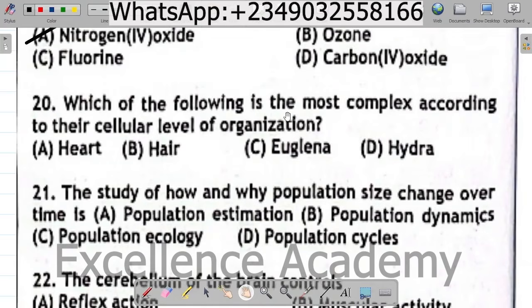Question 20. Which of the following is the most complex according to their cellular level of organization? A. Heart. B. Hair. C. Euglena. D. Hydra. The correct option is C. Euglena, which shows a multicellular level of organization.